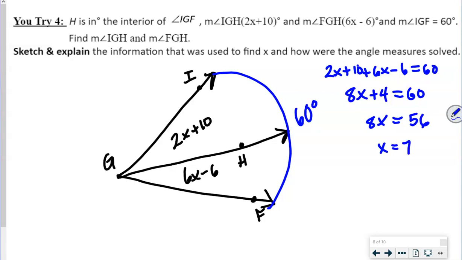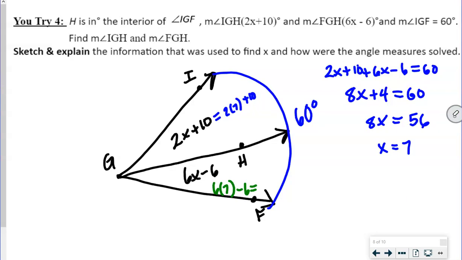So now it's asking us to find the measure of these angles. So this is going to be equal to 2 times 7, which is 14, plus 10, which means this angle would be 34 degrees, okay? Then down here, we're going to do 6 times 7, that's 42, minus 6. So that means this one is actually equal to 36 degrees, okay? Well, wait. I did that top one wrong, y'all. So this was 24 degrees.